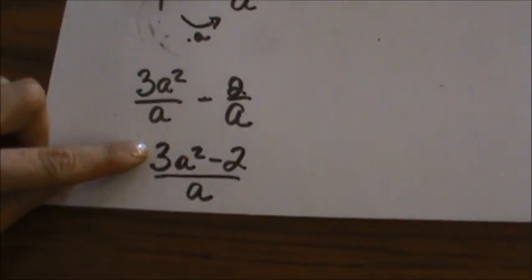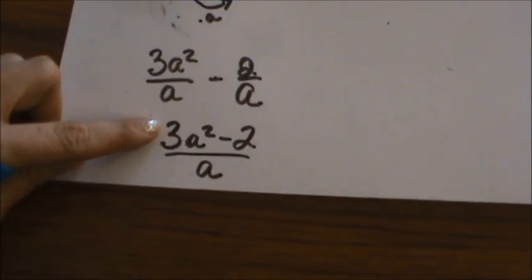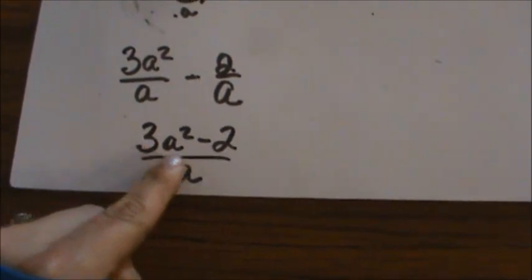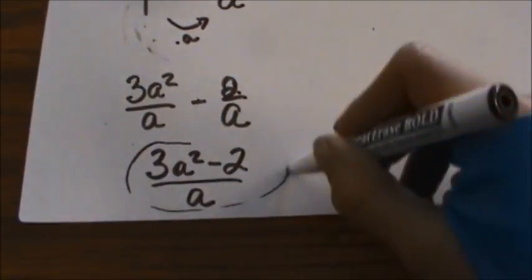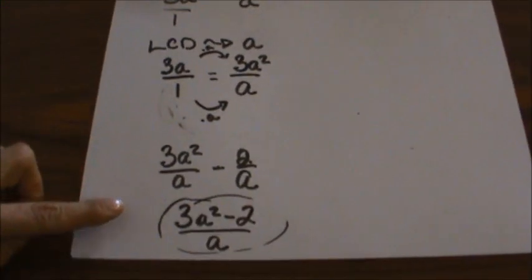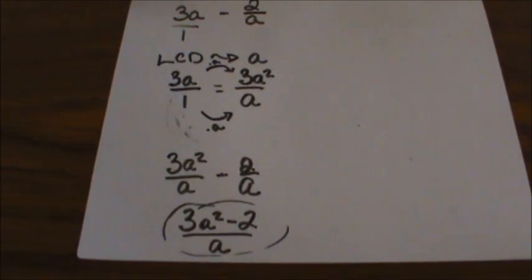Before I give my final answer, I need to check, is there anything that I can factor up here that might be able to cancel with the bottom? And in this case, no. This 3a squared minus 2a is unfactorable. So this is my final answer. I took the mixed expression up here and rewrote it as a fraction here.